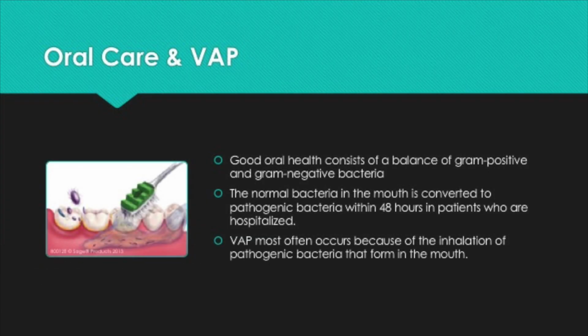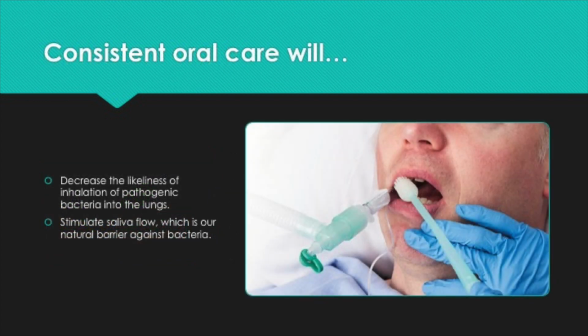Good oral care is important in patients who are hospitalized, especially when it comes to ventilator-associated pneumonia. In patients who have ventilator-associated pneumonia, it often occurs because of the inhalation of pathogenic bacteria that form in the mouth. Within 48 hours of hospitalization, the normal bacteria in the mouth of these patients is converted to pathogenic bacteria. By giving consistent oral care to these patients, this will help decrease the likelihood of inhalation of pathogenic bacteria into the lungs. Also, it will help stimulate saliva flow, which is our natural barrier against bacteria.